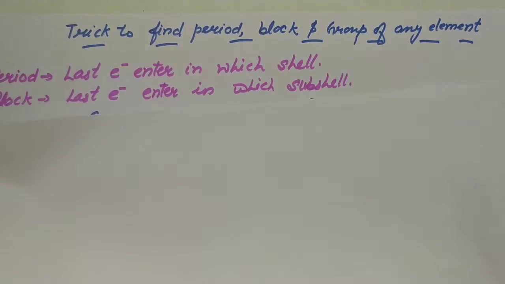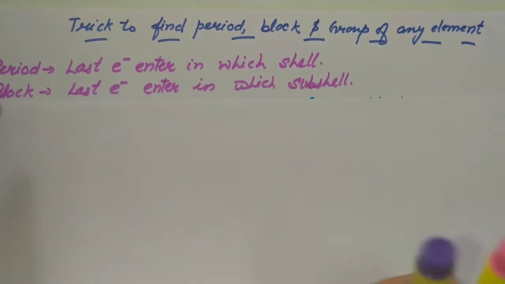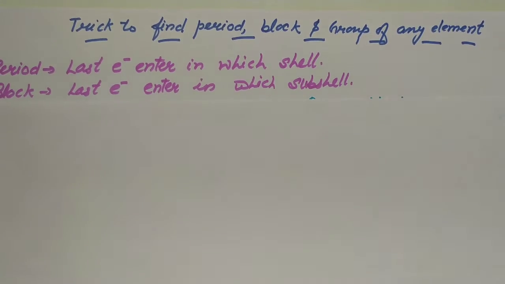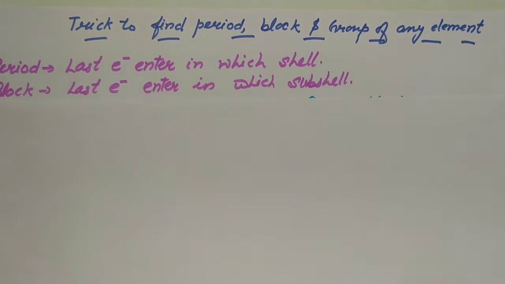Okay, so first of all, what is the period? How to calculate the period? Firstly, you need to know the electronic configuration of any element to find out its period, block and group. If you want to see how the electronic configuration can be written very easily, there is a video which I have made earlier in which I explained how to find the electronic configuration very easily. So firstly, what is period?